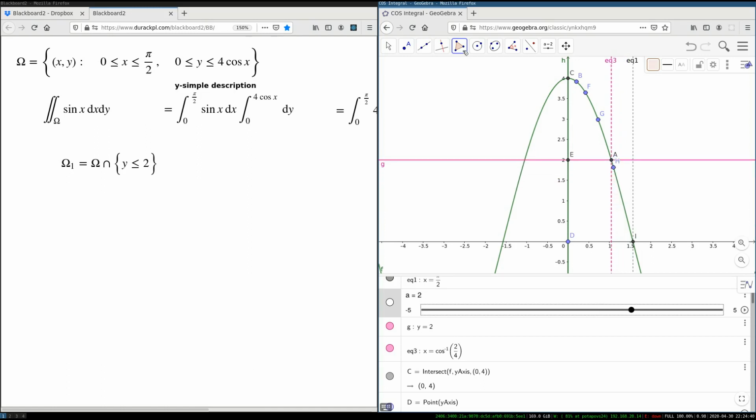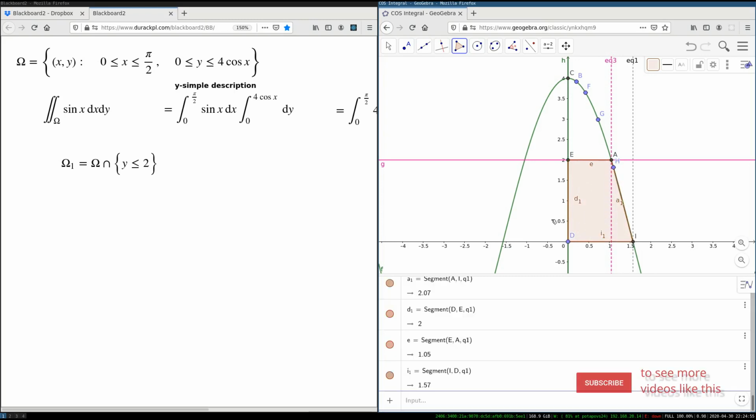The domain omega 1 is a domain bounded by these straight lines, then by the arc of the cos wave, and by the horizontal x-axis, like so. If I repeat my question, if I ask what will be the value of the double integral like this over the domain omega 1, such a question will be a little bit more difficult than the original question.